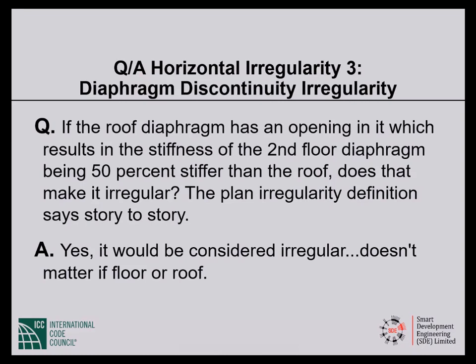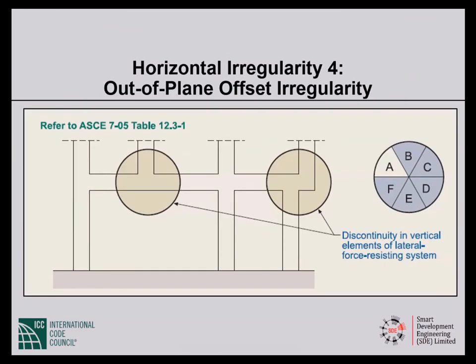So this is a question we have gotten many times. If the roof diaphragm has an opening in it, which results in the stiffness of the second floor diaphragm being 50% stiffer than the roof, does that make it irregular? The plan irregularity definition says story to story. Yes, it would be considered irregular, doesn't matter if floor or roof. So in the definition of this particular type of irregularity, there is no distinction between the roof and the floor, unfortunately. So there is no question that is the case.